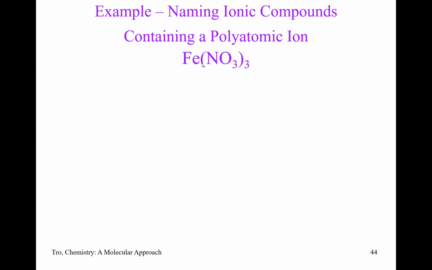And here's a good example where you need parentheses around it. So what this is saying is we have nitrate, but we have 3 of them, right? So the NO3 is a fragment that stays together. If you just write the 3 without the parentheses, then it looks like NO and 33 oxygens.